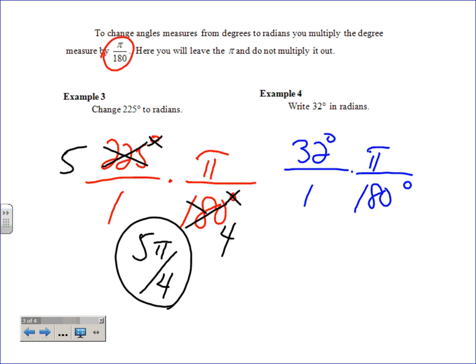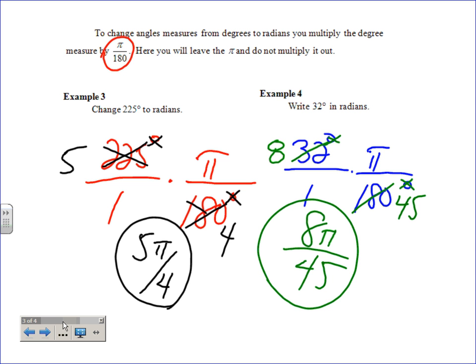Well, 32 pi over 180 is not going to be quite good enough because what comes out of both of those numbers, 32 and 180? 4 comes out of there, makes this an 8. 4 comes out of there, makes it a 45. Does it go any further? No, once again, degrees do cancel. So we basically got 8 pi over 45, and that's about as good as you can get.